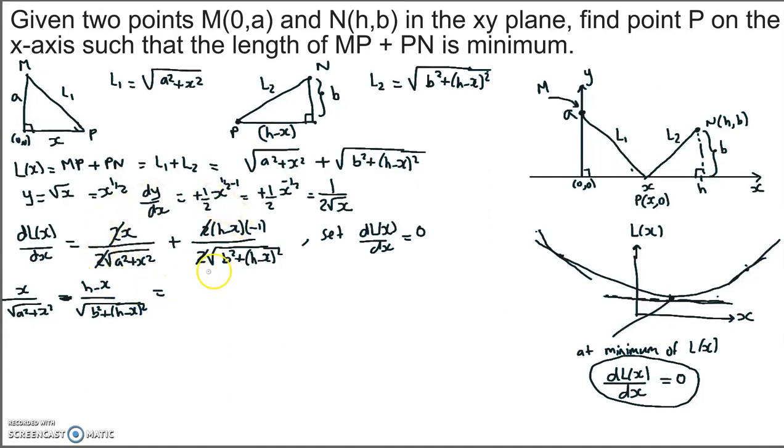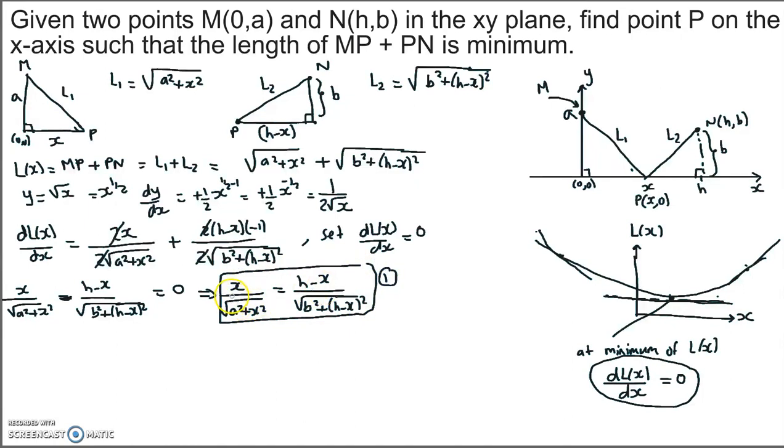The left-hand term here, we're setting it equal to 0. So that means x divided by the square root of a squared plus x squared equals h minus x divided by the square root of b squared plus (h minus x) squared. And let's call this equation 1.